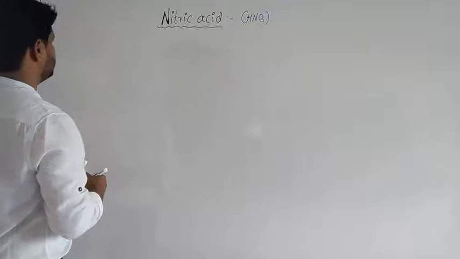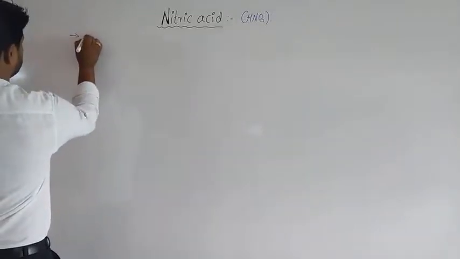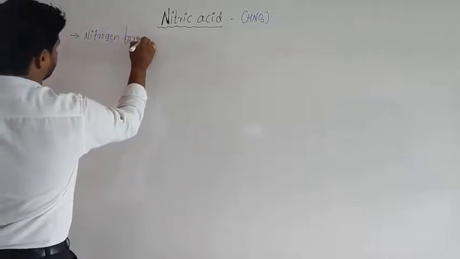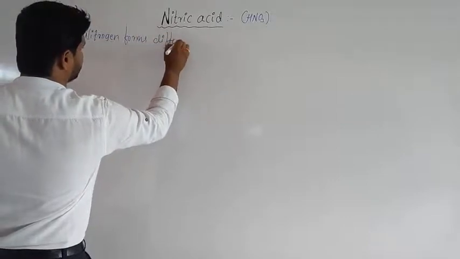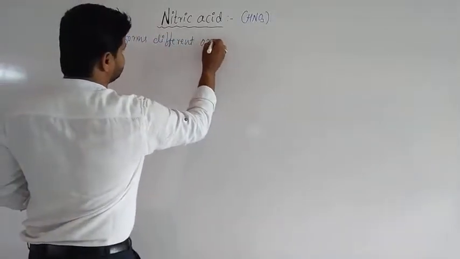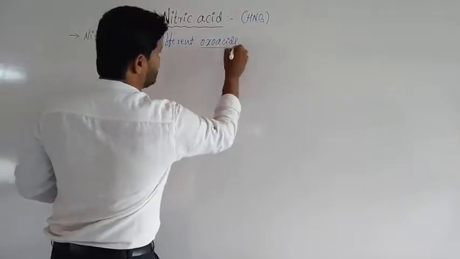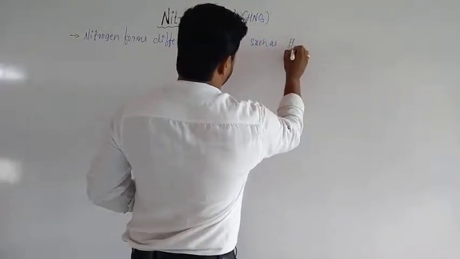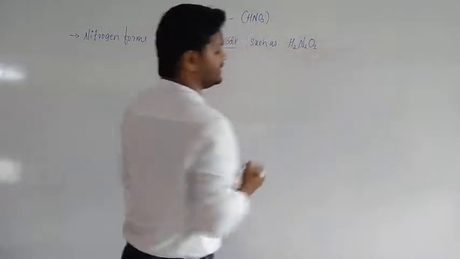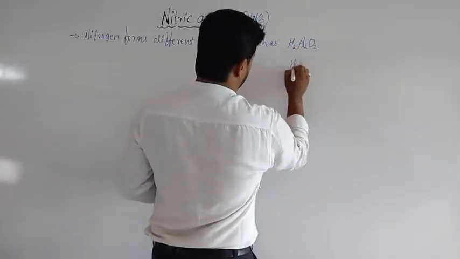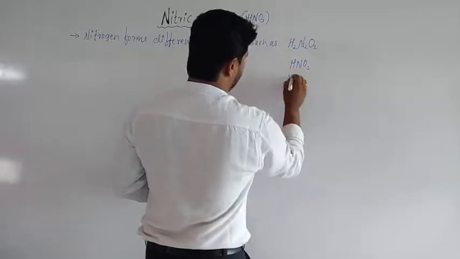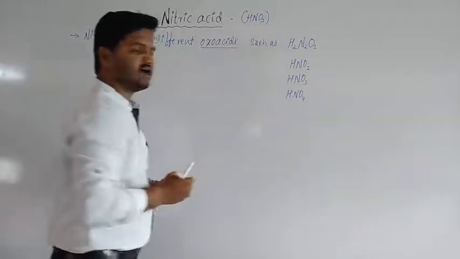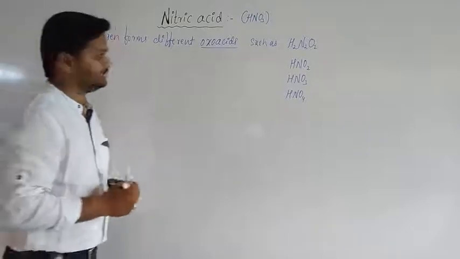First of all, students, nitric acid. Nitrogen forms different oxoacids such as H2N2O2, HNO2, HNO3 and HNO4. So these all are oxyacids of nitrogen.